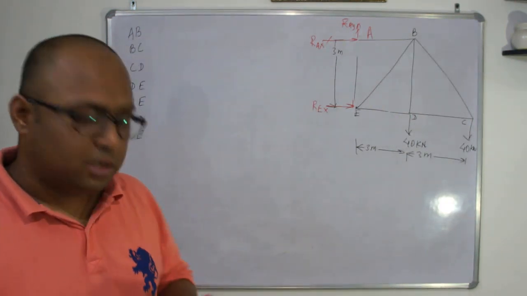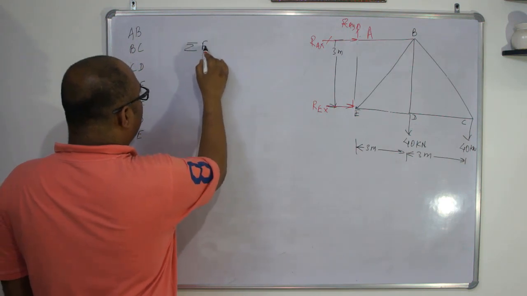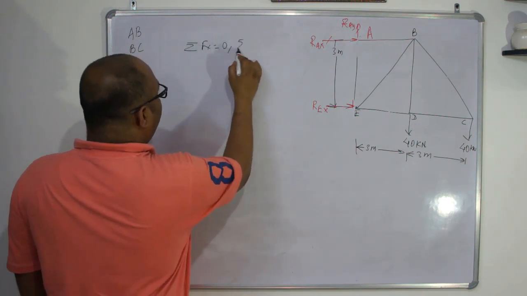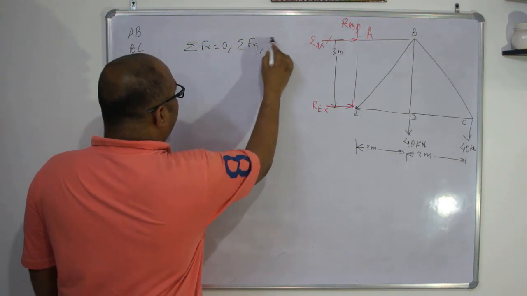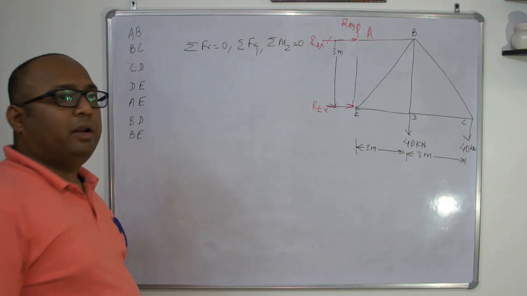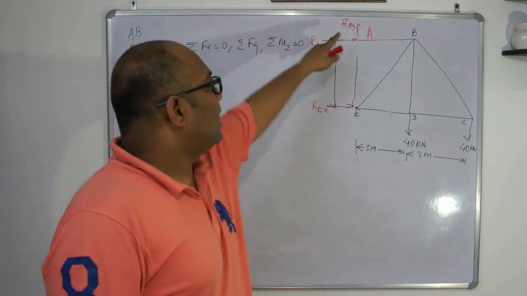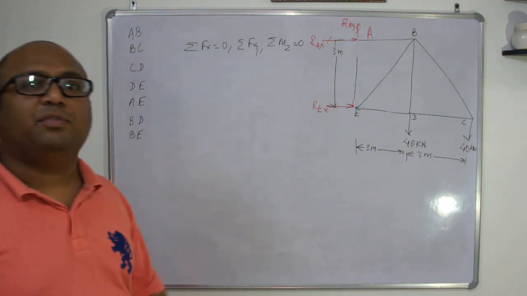And what are those equations? So we have three equations of equilibrium: sum of all forces along x, sum of all forces along y, and sum of all moment about z axis are going to be equal to 0. By using this equation, you can find these reactions. Okay, so let us first find the reaction.